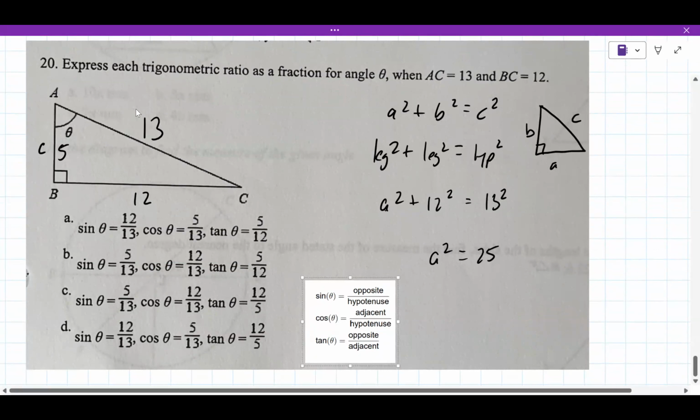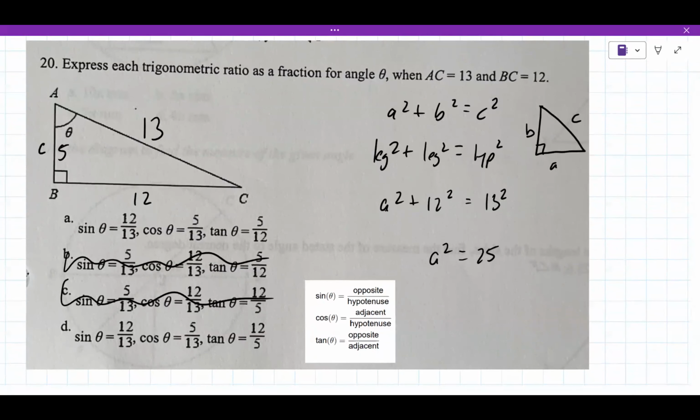So that gets you down to 12 over 13. If I need the opposite over the hypotenuse, then cos is adjacent to the hypotenuse. Then tan is opposite over adjacent. So the answer would be D. Very good.